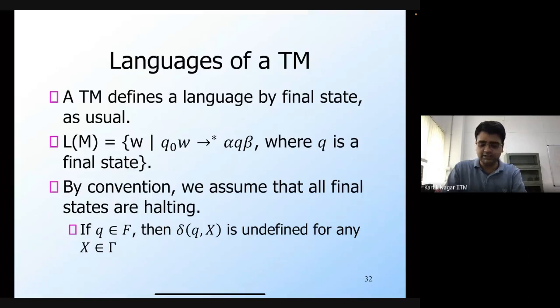So as I said, if the final states are not halting, then it doesn't really matter. That's why we assume that the final states are all halting, which means that if Q belongs to F, then delta of Q comma X is undefined for any X in the tape alphabet.